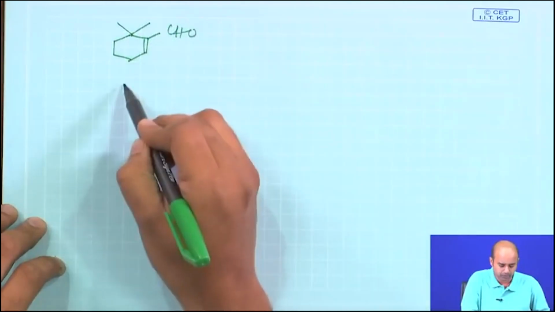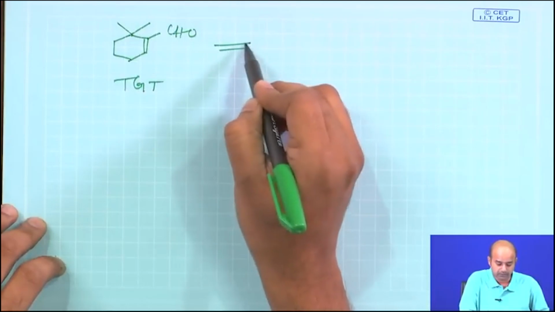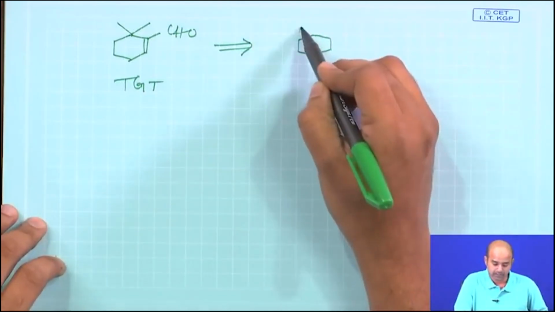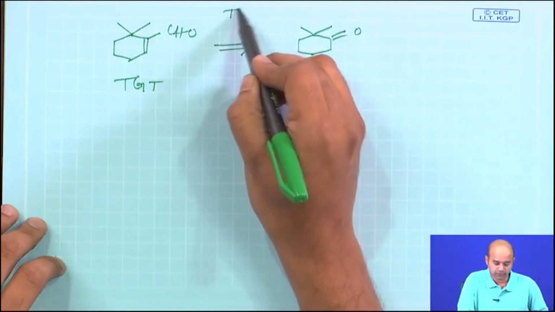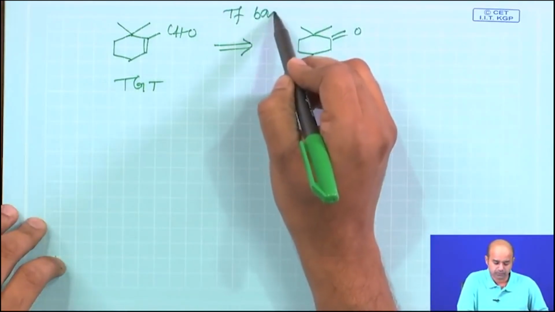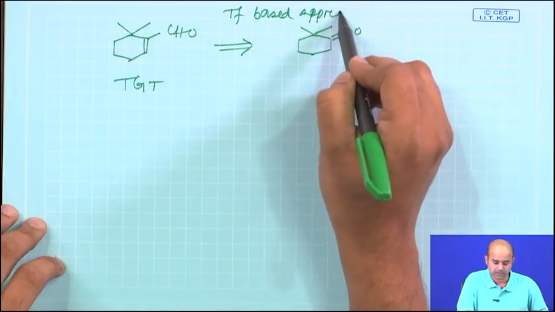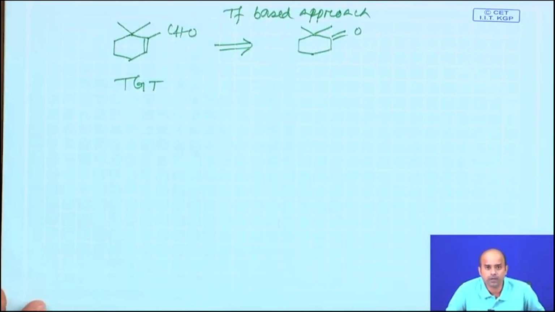Let us give the target. I said the target molecule is something like this. The starting material was available to you. I have given the starting material, and I said this is a single transformation based approach. It is a one step reaction. So, normally a one step reaction. Now, until and unless you are quite familiar with this transformation, it is difficult.